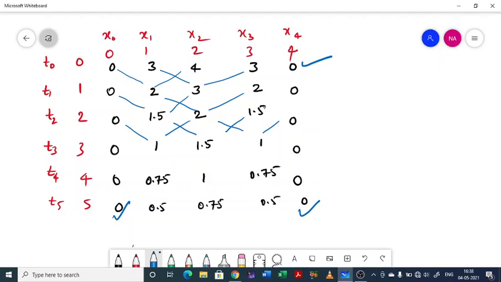Similarly, this 0.75, that is the average of these two values, this 0.5 average of these two, 0.75 average of these two, 0.5 average of these two values. So in this way you can compute the values, but anyway you need to do all these calculations.